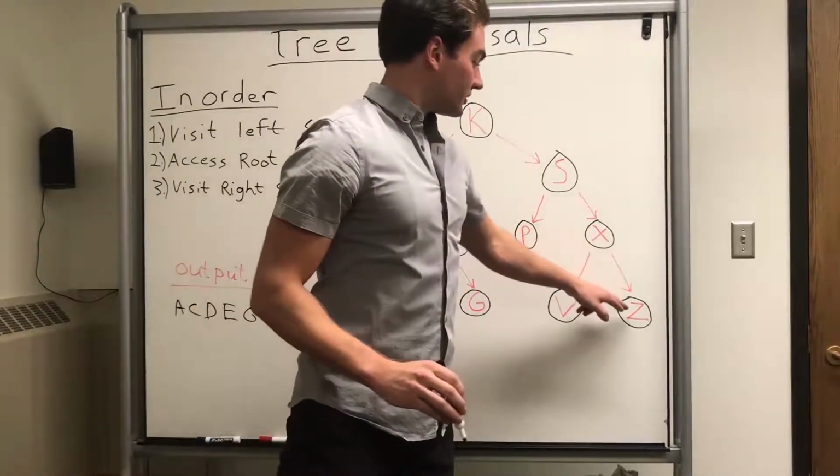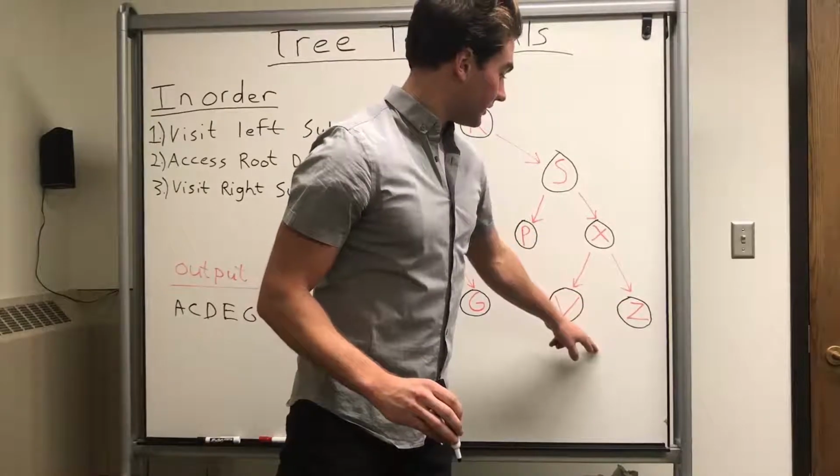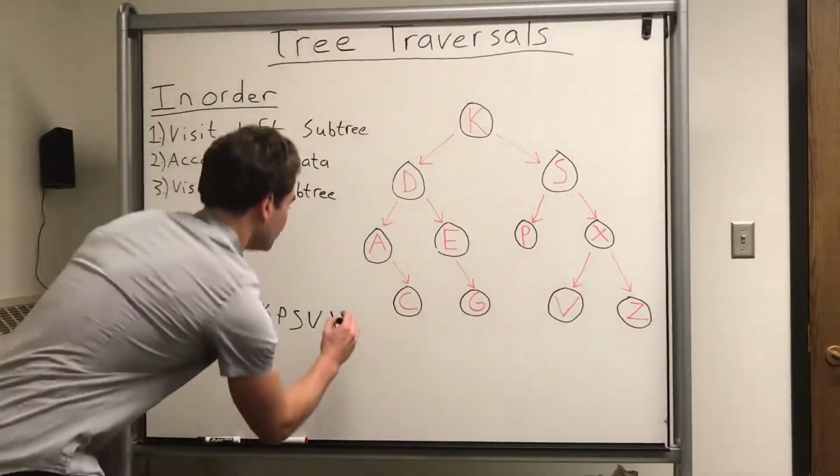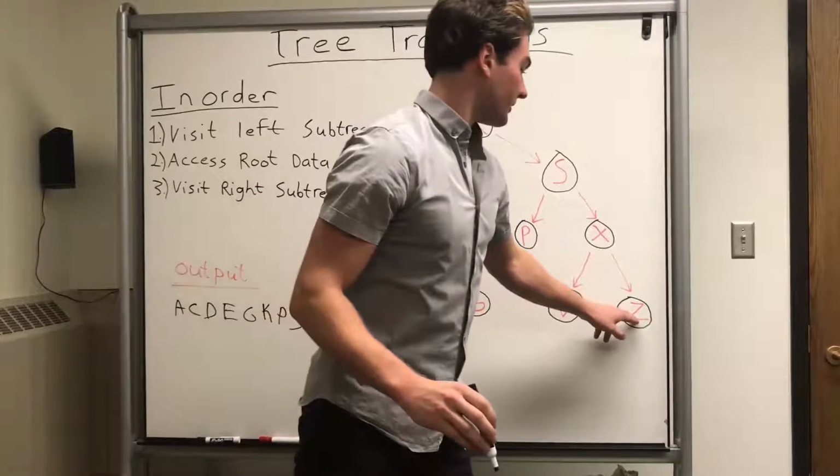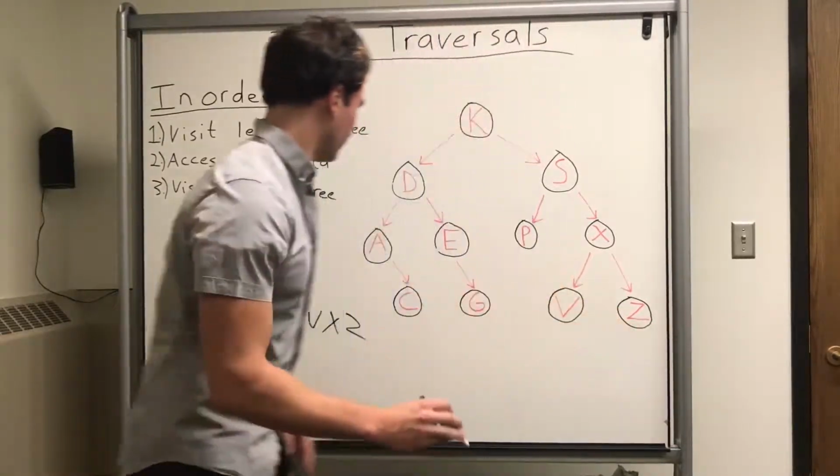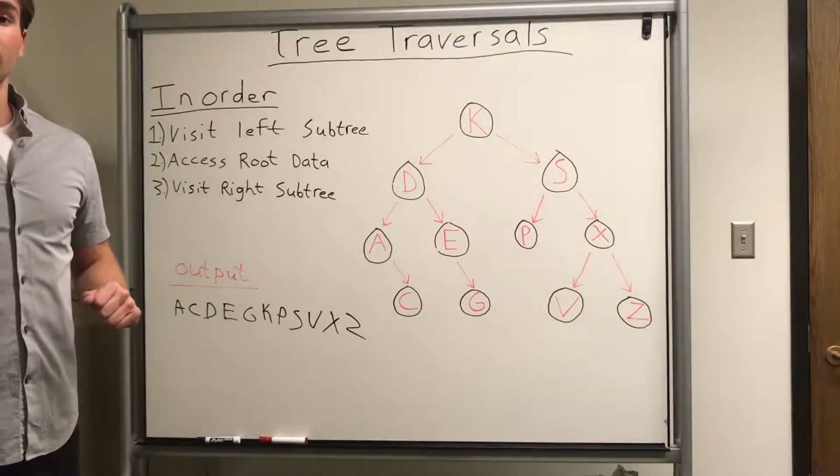Finally, we finish off by finishing the right subtree. We visit the left, null. Now we can access the data item Z. And finish off by visiting the right subtree, null. Great. And that is an in-order traversal.